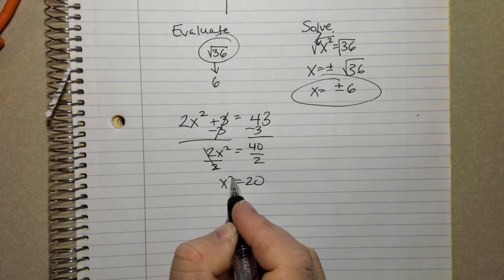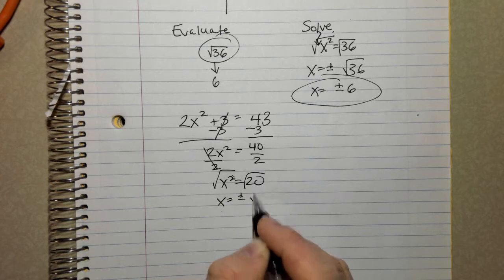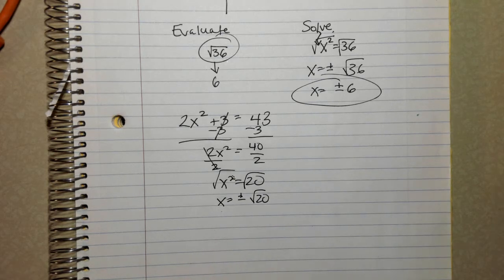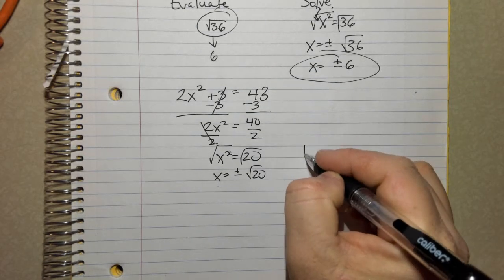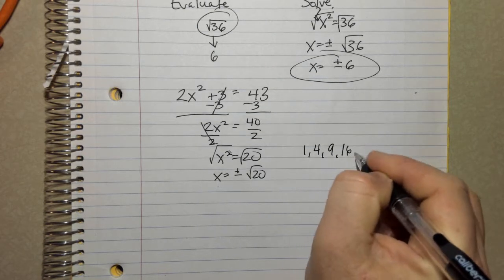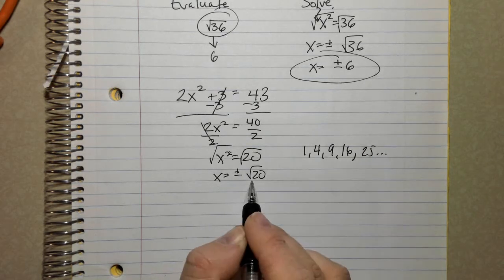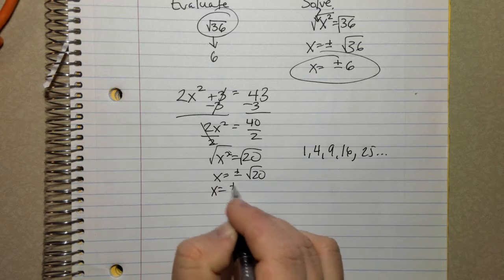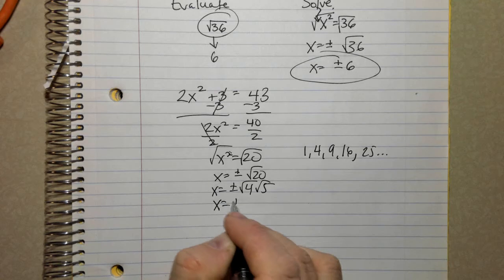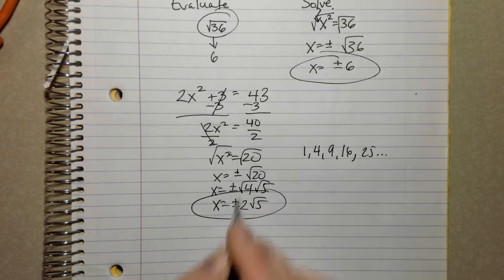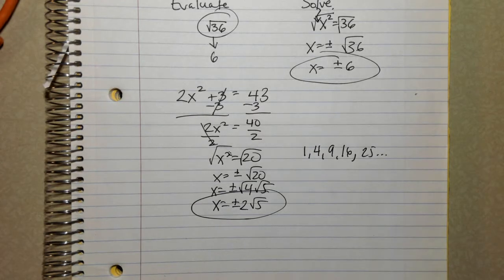And to get rid of the square, I'm going to square root both sides. This tells me I have 2 answers, and this cannot be my final answer. Why is that? With a square root, I need to consider perfect squares: 1, 4, 9, 16, 25. What is the largest number, if any, that divides into 20? The answer is 4, and 4 times 5. So x equals plus or minus 2 square roots of 5. These are the 2 answers that make this equation true.